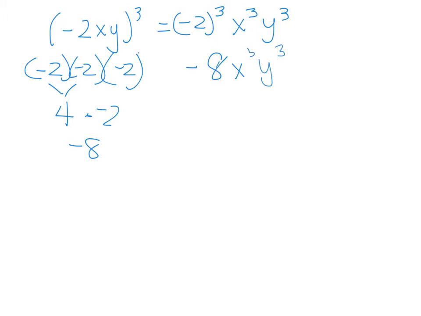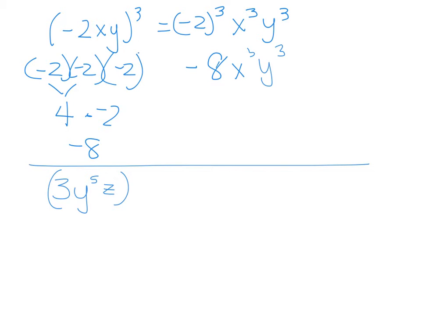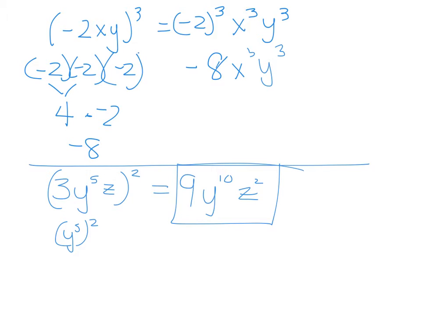Okay, let's try a couple more. Let's see. 3, y to the 5th, z, all of that in parentheses to the 2nd power. So everything in here has got to go to the 2nd. 3 to the 2nd power is 9. Y to the 5th to the 2nd is a power to a power, so I multiply: y to the 10th. And z is going to be z to the 2nd. And that one's done.